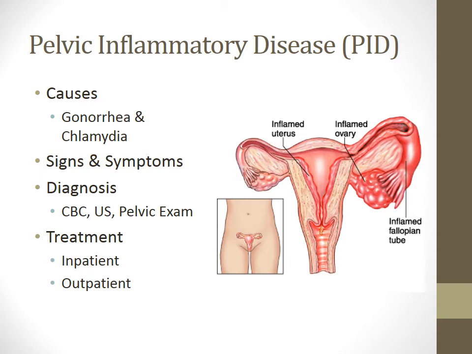Signs and symptoms include bilateral sharp cramping in the lower quadrants, fever, chills, purulent vaginal drainage, irregular bleeding, malaise, and nausea and vomiting. However, some women can even be asymptomatic. As you can see on the slide here, the normal ovary on the one side and the inflamed ovary and the inflamed fallopian tube on the other side. So you can see how this would be very painful.